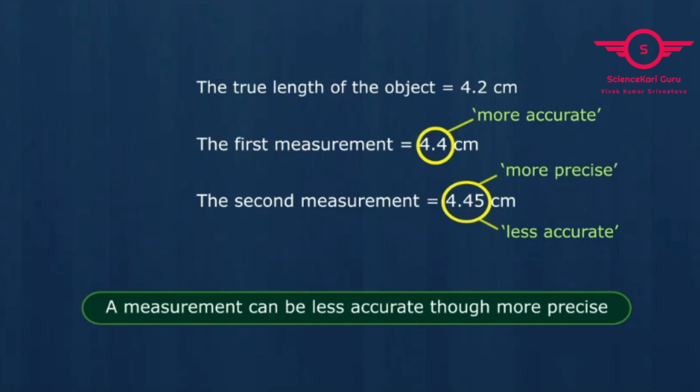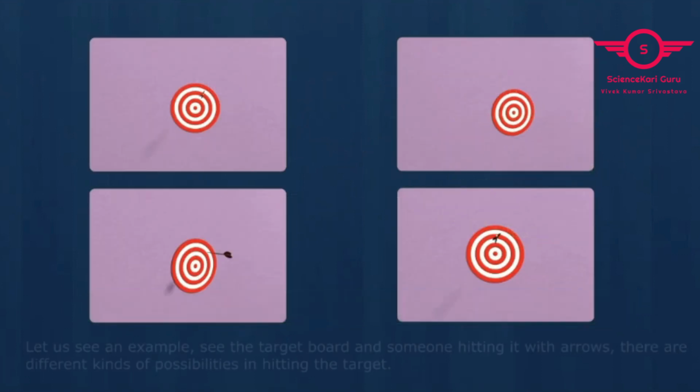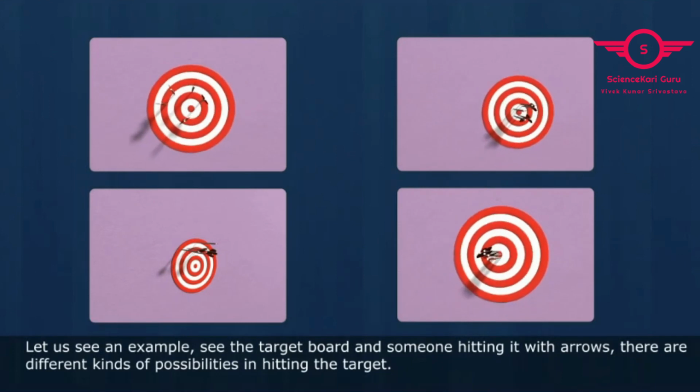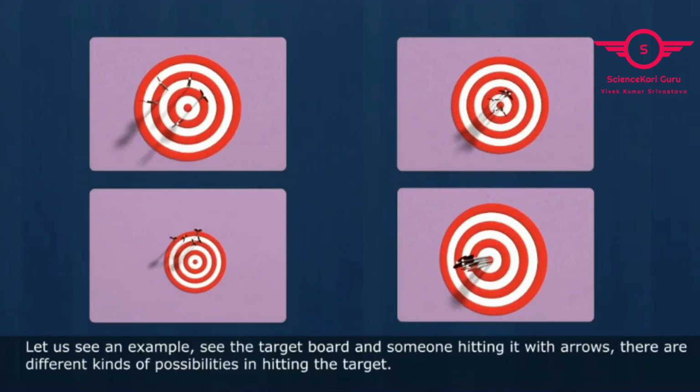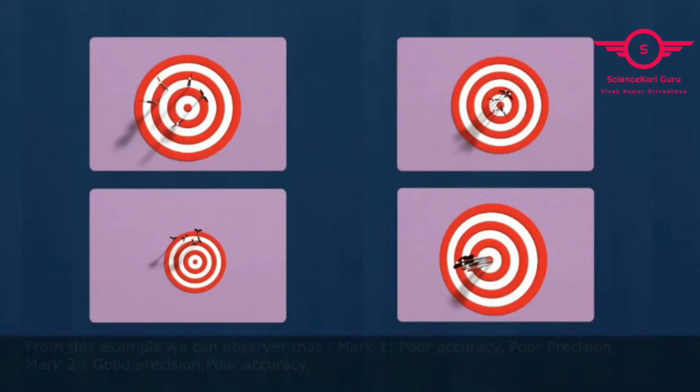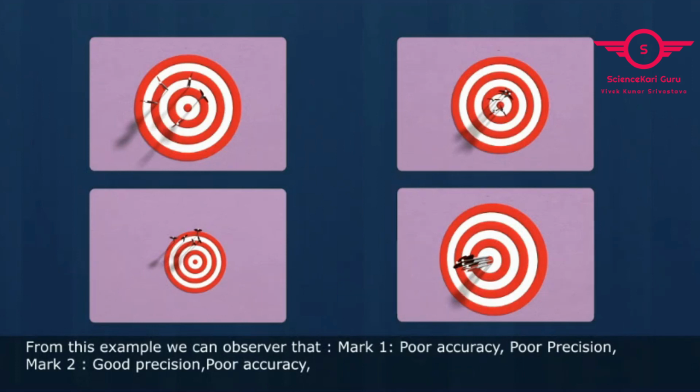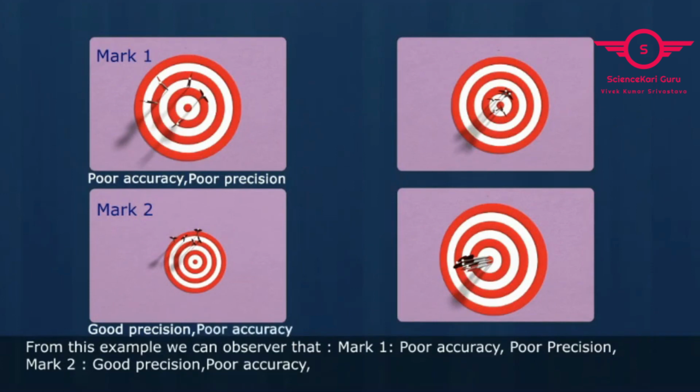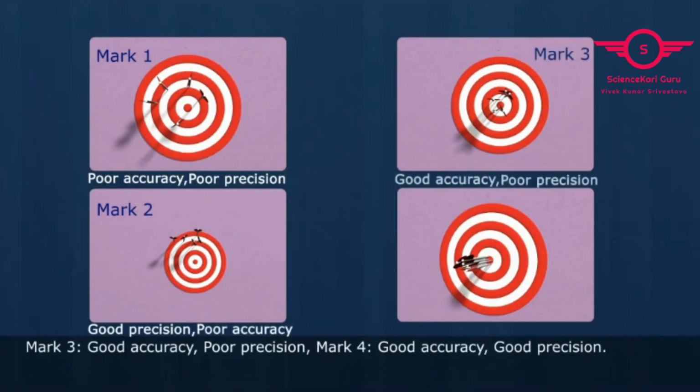A measurement can be less accurate though more precise. Let us see an example. See the target board and someone hitting it with arrows. There are different kinds of possibilities in hitting the target. From this example, we can observe that Mark 1: poor accuracy, poor precision. Mark 2: good precision, poor accuracy. Mark 3: good accuracy, poor precision. Mark 4: good accuracy, good precision.